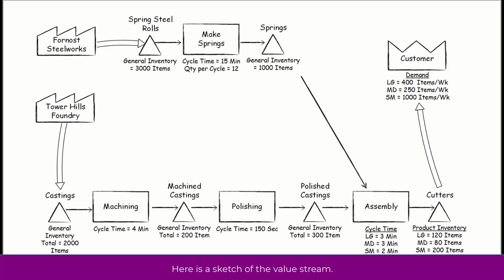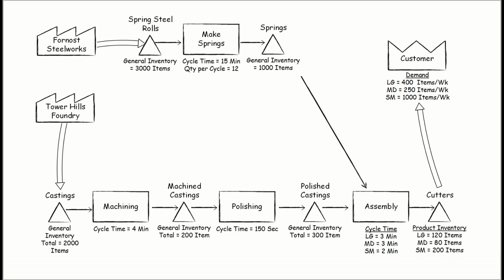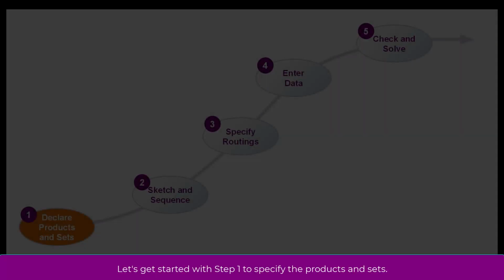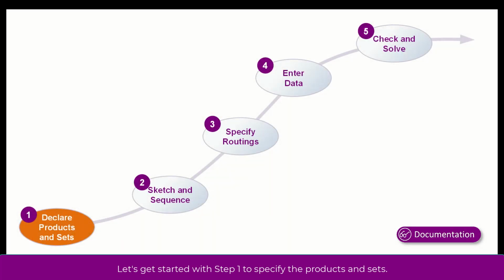Here is a sketch of the value stream showing the spring production in the upper lane and the main parts in the lower lane. Let's get started with step 1 to specify the products and sets.